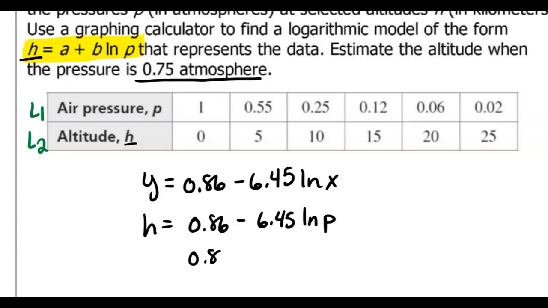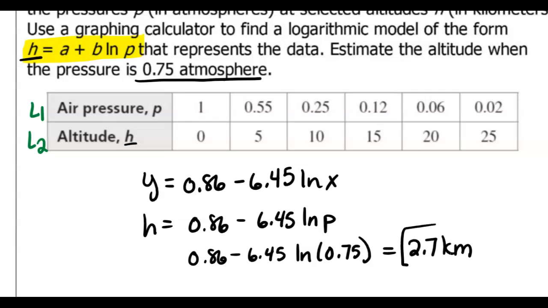So you're going to use your calculator and plug in 0.75 for the natural log, and you get that it's 2.7 kilometers. So the air pressure is 0.75 kilograms per square meter. Then the height, or the altitude you're at, is 2.7 kilometers high.